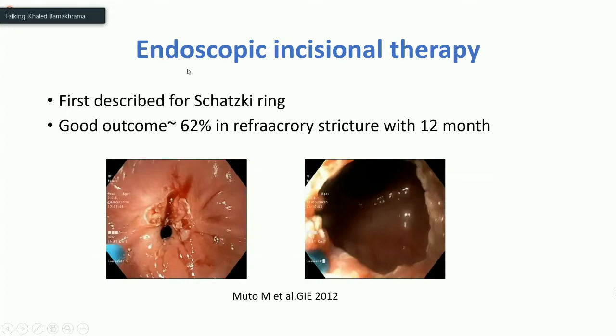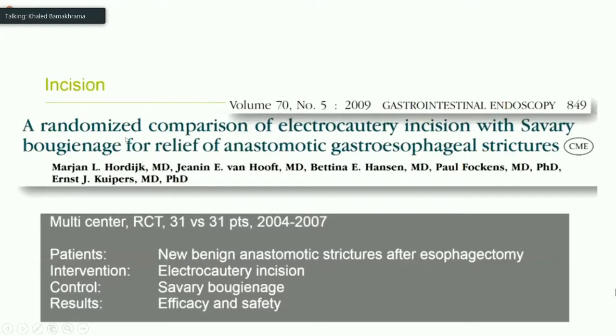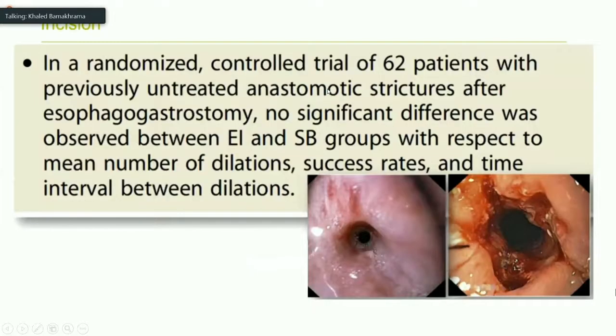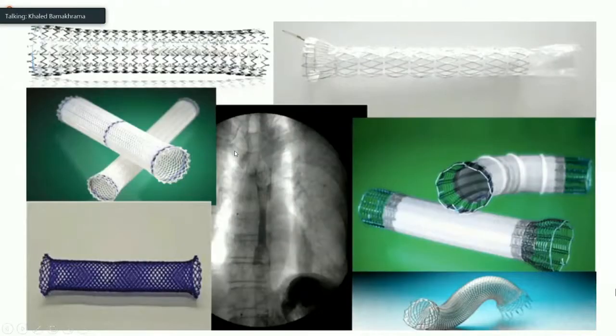Now, the other modality, if you failed, you can use the endoscopic incision therapy. This is a study comparing the incisions versus the bougie, and they are equal in terms of the number of dilatations, success rate, and the time interval between dilatations. So if you have a patient who failed with the injections of all these things, what will be the next?